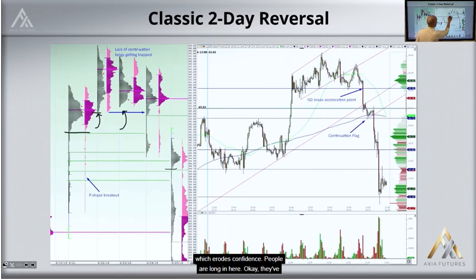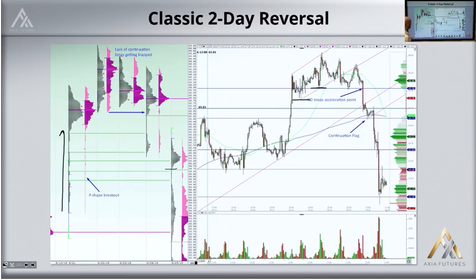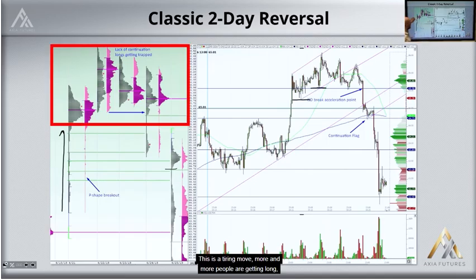People who are long in here, okay, they've survived this first test back. They've now been shown where buyers are willing to come back in. And if they're looking for continuation, they now need to see the market show this. But the next day, you get a further consolidation. So we've now seen essentially 3 consolidations in a row on the back of a very quick move up. This is a tiring move. More and more people are getting long. More and more people are building position. More and more people are now stuck questioning whether this is really going to happen.